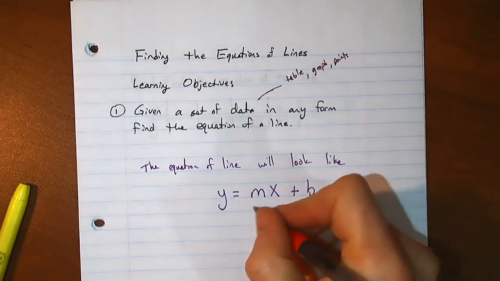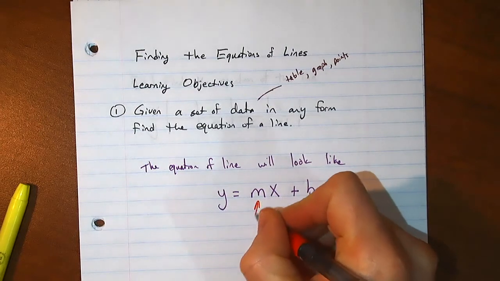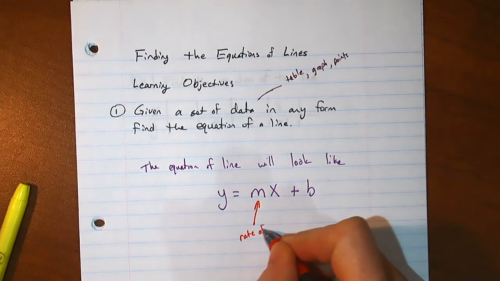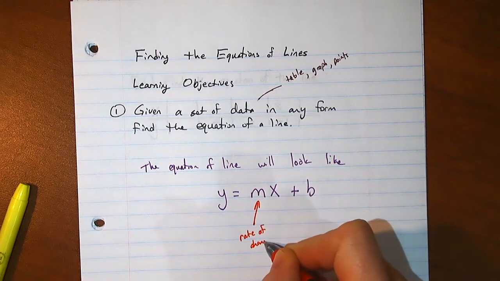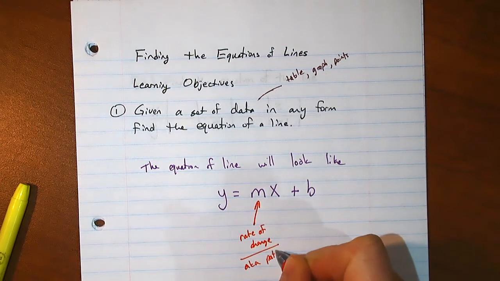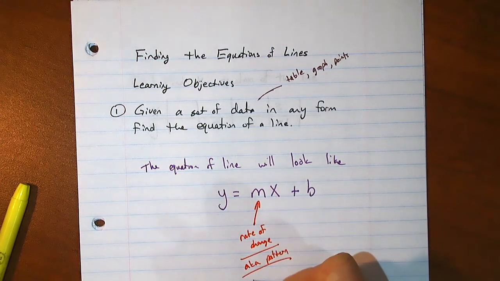But here's what we've got. The m always represents the rate of change, aka the pattern, aka the slope.